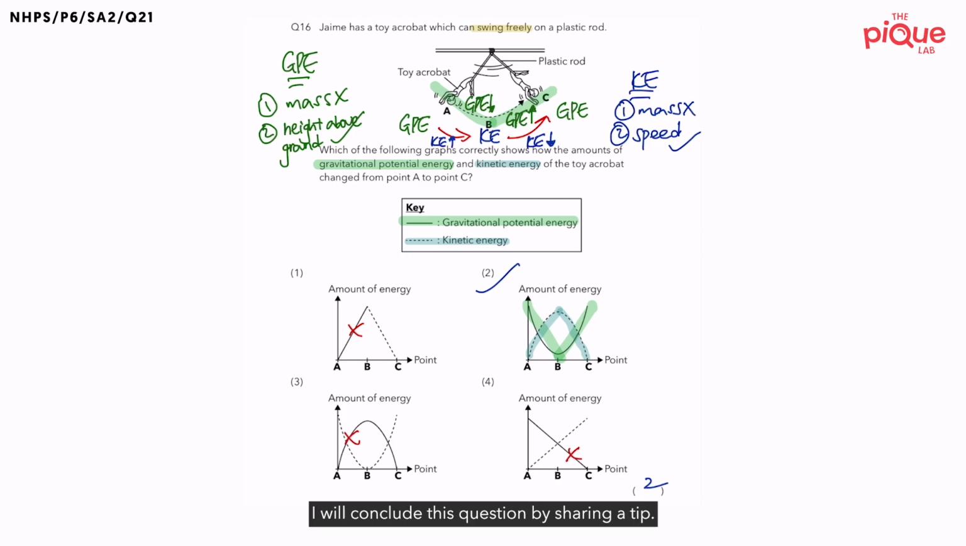I will conclude this question by sharing a tip. Do you know why I started with the GPE graph first? This is because the GPE graph always follows the object's height above ground. For example, from A to B, the height above ground of the object decreases, so the GPE graph also decreases. From B to C, the height above ground of the toy increases, so the graph from B to C also increases. Next time, do remember to analyze the GPE graph first when you see similar questions that involve a ball swinging, rolling, or moving to different heights above ground.